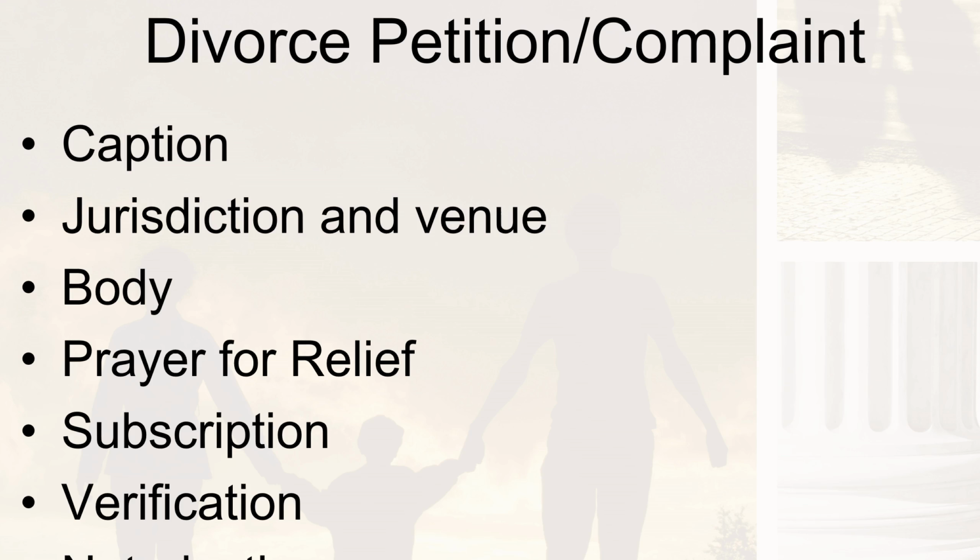The body is the only part of the pleading that contains the main allegations of the parties. The prayer for relief is basically their formal request. In this situation, it would be to dissolve the marriage and perhaps divide marital property. The subscription is a signature. Verification is a formal declaration stating that a party has read the pleading and verifies that it's true to the best of his or her knowledge. And then notarization is to certify or to attest to the petition or complaint.